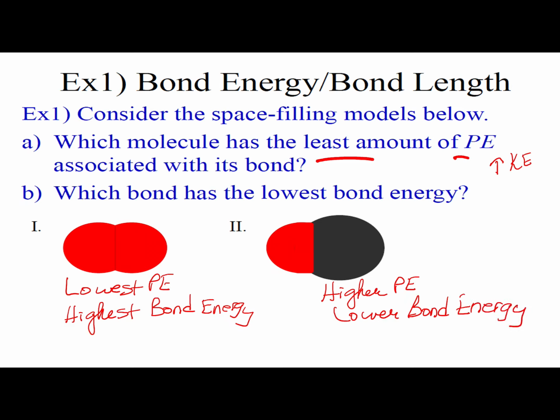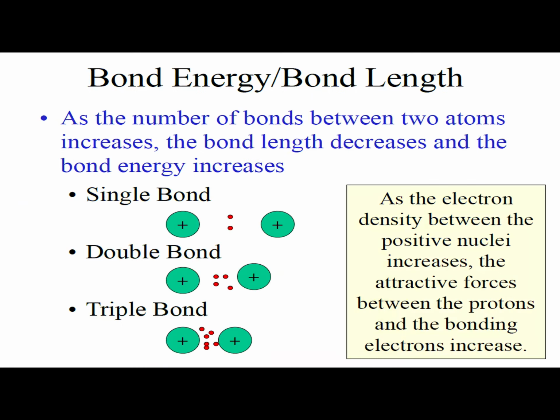So now I can answer the question. Which model has the least amount of potential energy? That's going to be model 1. And which one has the lowest bond energy? That's going to be model 2. Hopefully that helps you a little bit in how to think about it. Okay.